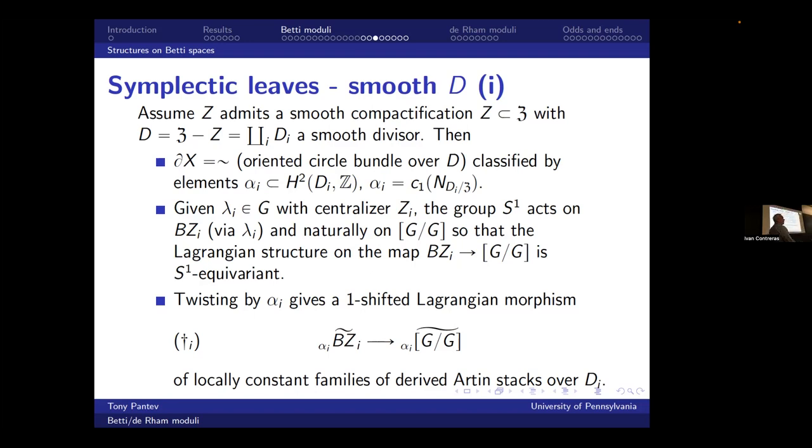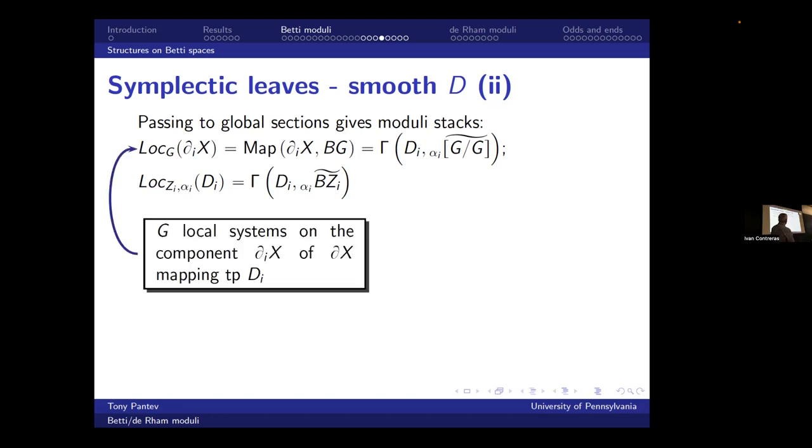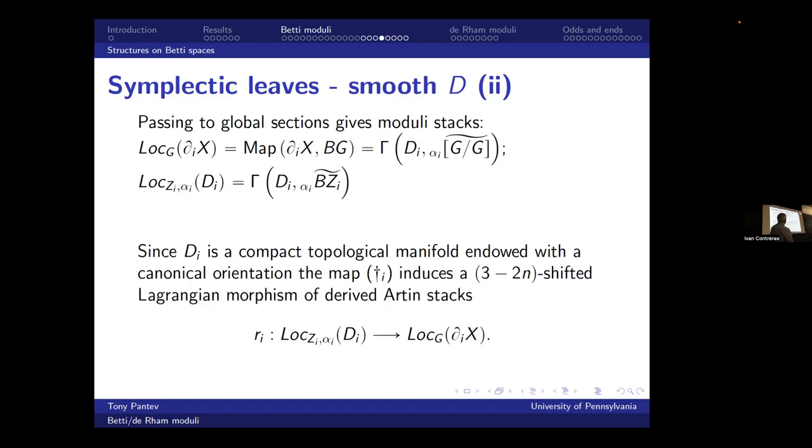So that gives you a locally constant family of the classifying stacks of the group ZI over DI. And it maps to a locally constant family of G mod Gs over DI. But because you have a connection along the DI direction, the standard Lagrangian structures just move along their horizontal. So you can go to global sections and you get maps, which are sections over DI in these bundles of stacks, locally constant families of stacks. And you get sections over the locally constant families of classifying stacks. Once you write down the restriction maps, this gives you a Lagrangian, and you can intersect with that Lagrangian and get a symplectic leaf.